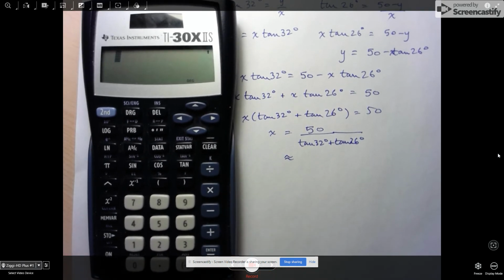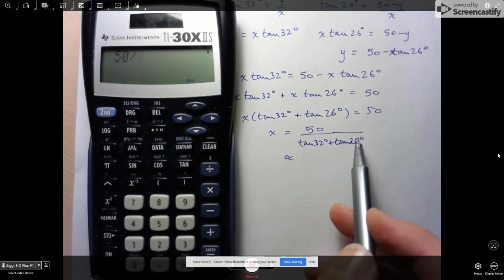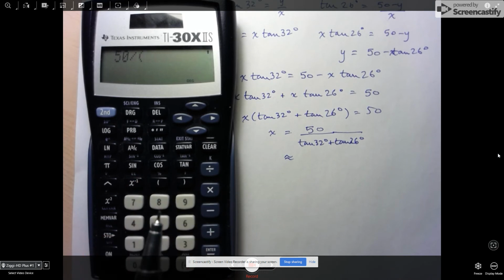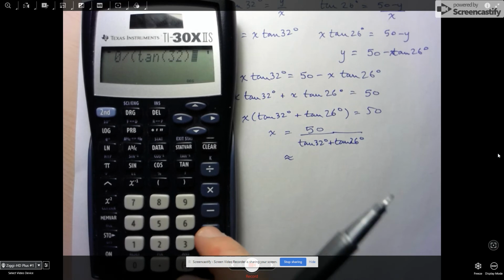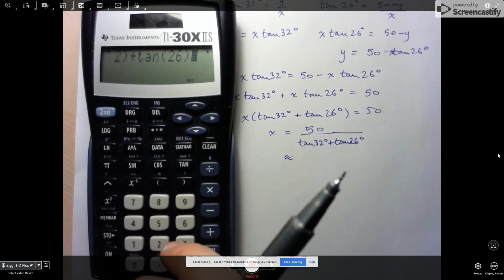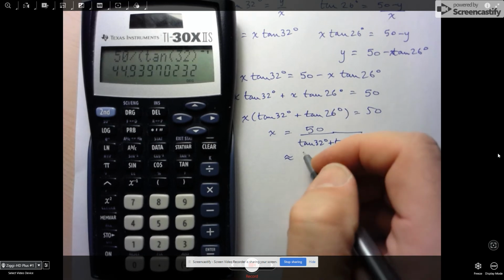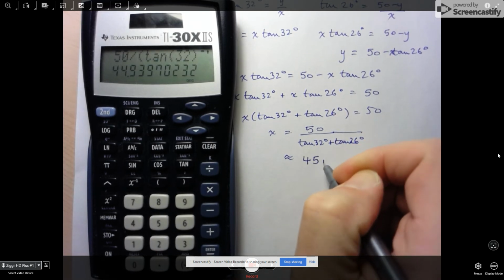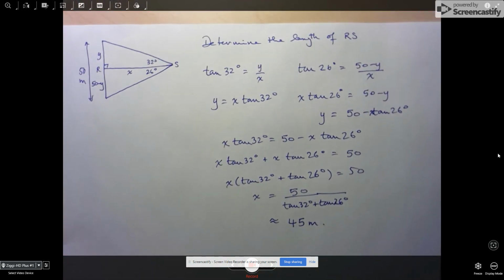So here, make sure you're also inputting it into your calculator correctly. So the numerator is 50 divided by, but I'm dividing by this whole thing. So please make sure you open up brackets here. So it's tan 32, okay, plus tan 26, and close off the bracket from the denominator. And here we get 44.9, but I think the question asked that it be to the nearest meter, so about 45 meters. All right, so let's just do a recap here.